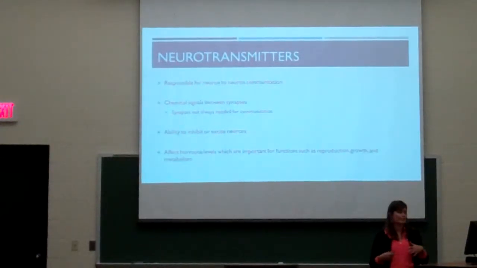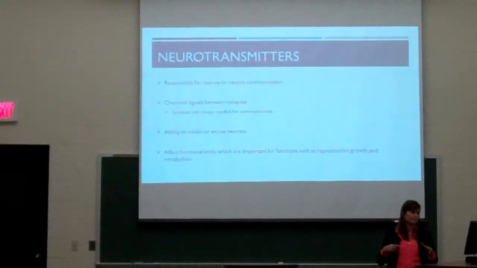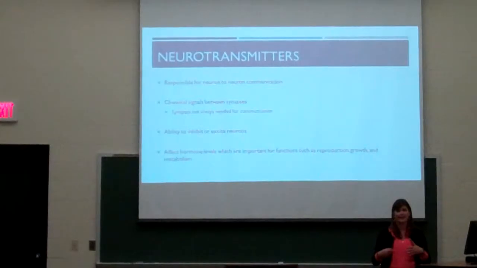Okay, so neurotransmitters are chemical signals between neurons, and they're mostly considered to be short-term, short communication. They go between the synapses in the neuron. There's a diagram coming up. And depending on the neurotransmitter, it is able to inhibit or excite the signal or the neurons.